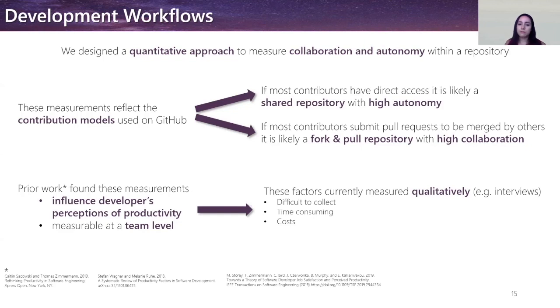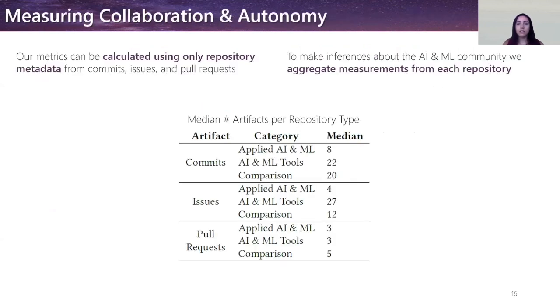So normally these measurements are taken qualitatively, such as with interviews with developers. And this can be difficult, time-consuming, and cost money if you need to pay your study participants. So we wanted to see if we could measure this with just the repository metadata that we collected for our characterization. And to make inferences about the AI and ML and our comparison communities, we aggregated measurements from each repository. So this figure here is just the median number of each artifact type per repository type.